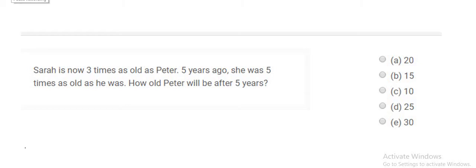We are going to solve an arithmetic problem regarding age. So let us look into the question. It says Sarah is now 3 times as old as Peter. 5 years ago she was 5 times as old as he was. How old will Peter be after 5 years?